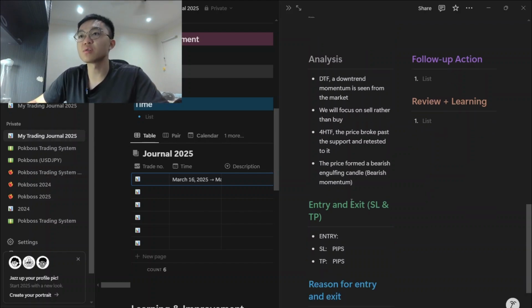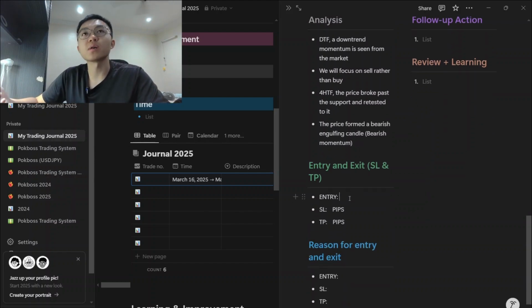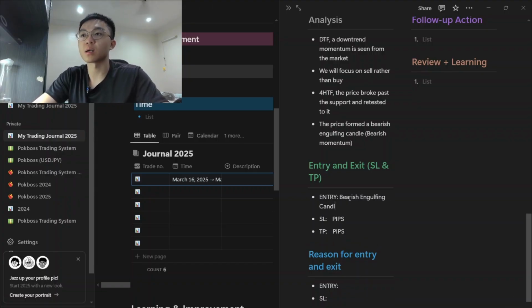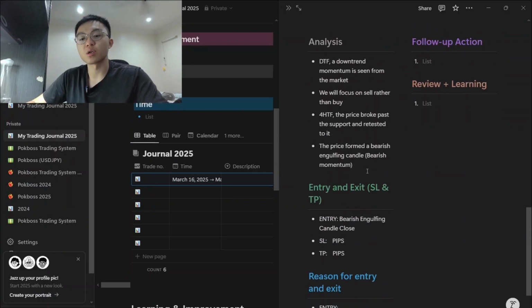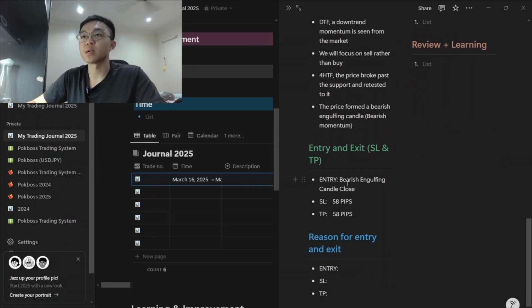And then the entry exit over here. So let's say your entry is at the candle close. You put here bearish engulfing candle close. Alright, and then your stop loss over here. So what is your stop loss? So it could be 58 pips. Okay, this is just a number over here, it's not a real trade. 58 pips away from your entry, and the entry is at this bearish engulfing close.